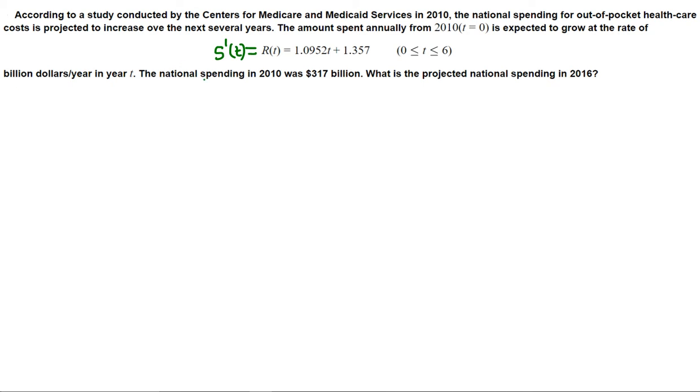The national spending in 2010 was 317 billion. 2010 means t equals 0, so this is the spending in the base year: S of 0 equals 317. What is the projected national spending in 2016? 2016 means t equals 6. So we need the spending at t equals 6.